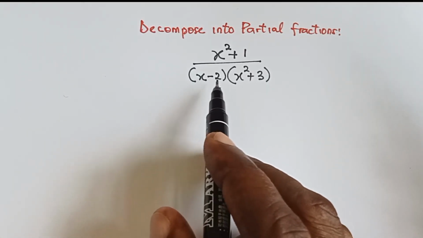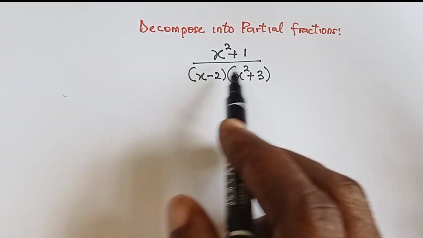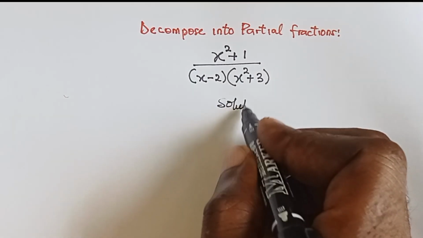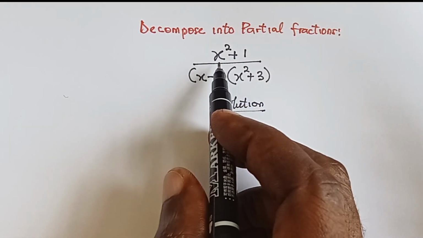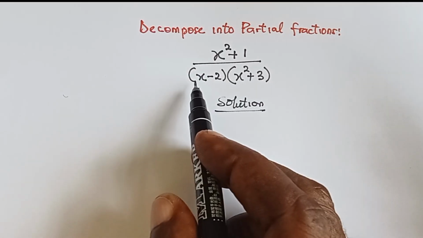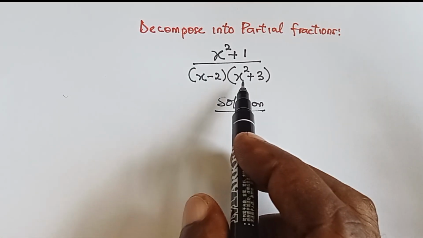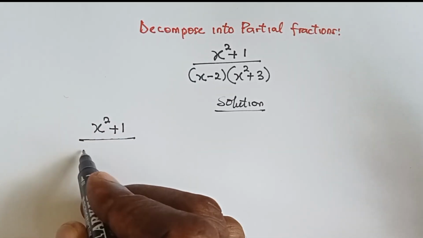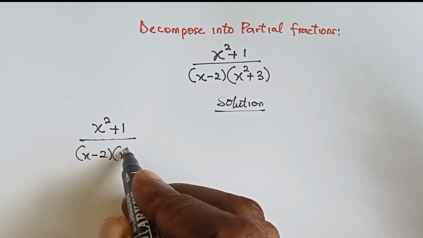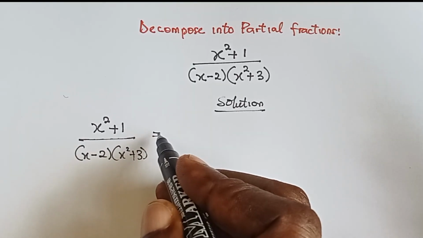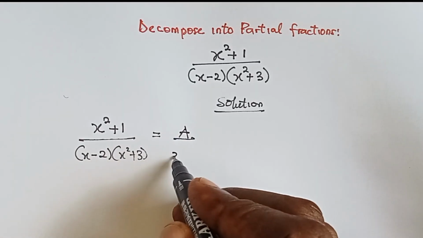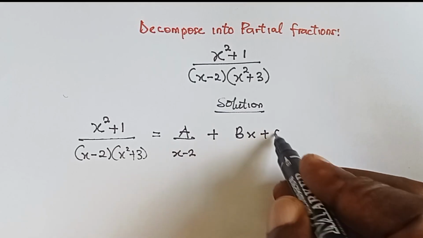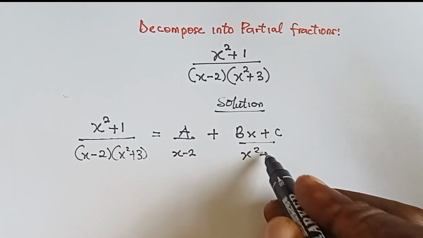In this video, I want to show us how we can decompose this into partial fractions easily. Alright, solution. We have (x squared plus 1) over (x minus 2)(x squared plus 3). Alright, so now we can write it as a over x minus 2 plus (bx plus c) over (x squared plus 3).